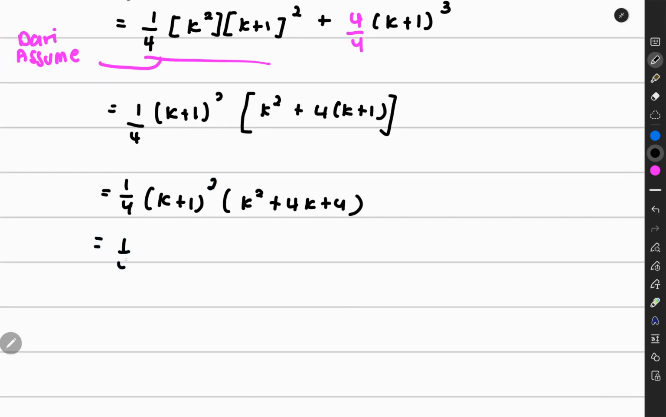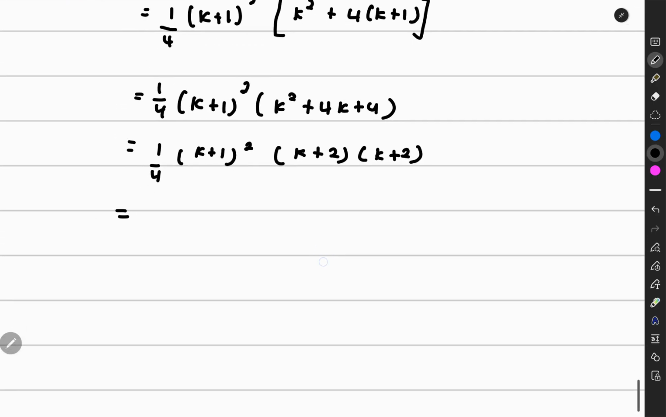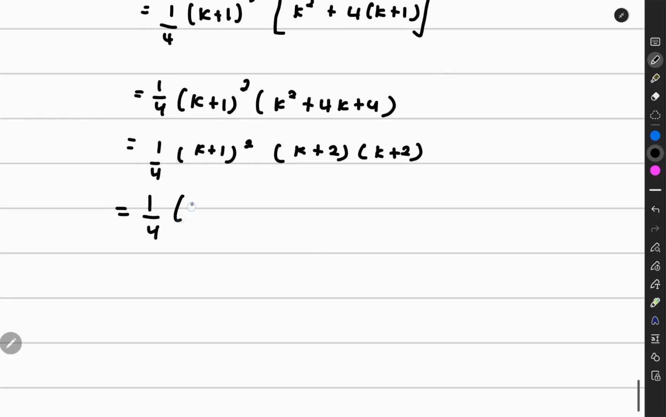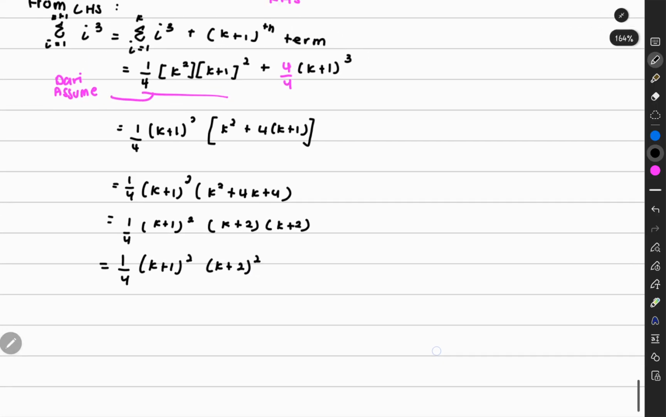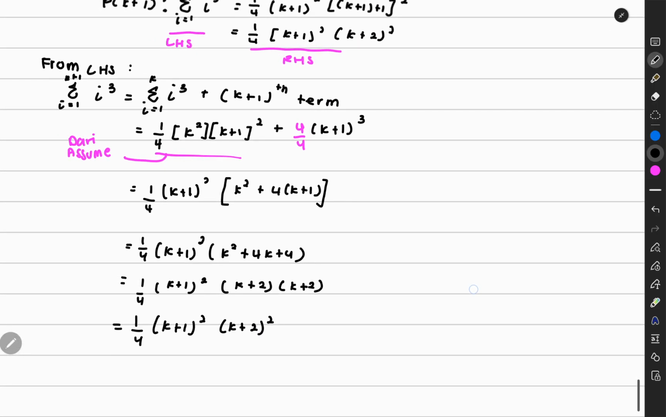This is k plus 2, the k plus 2 term, which then becomes (k plus 1) squared times (k plus 2) squared. Is it the same as the right-hand side? This is the algebraic manipulation that you have to do.